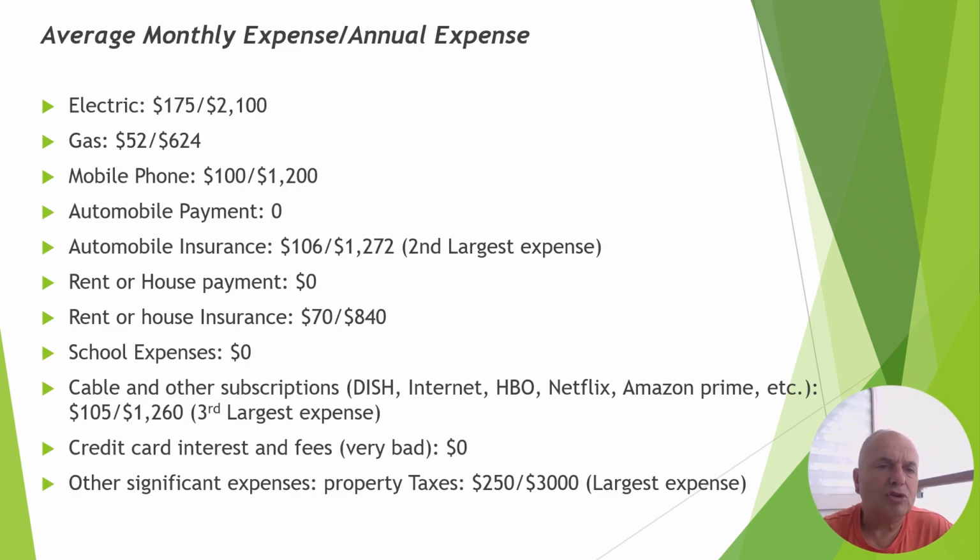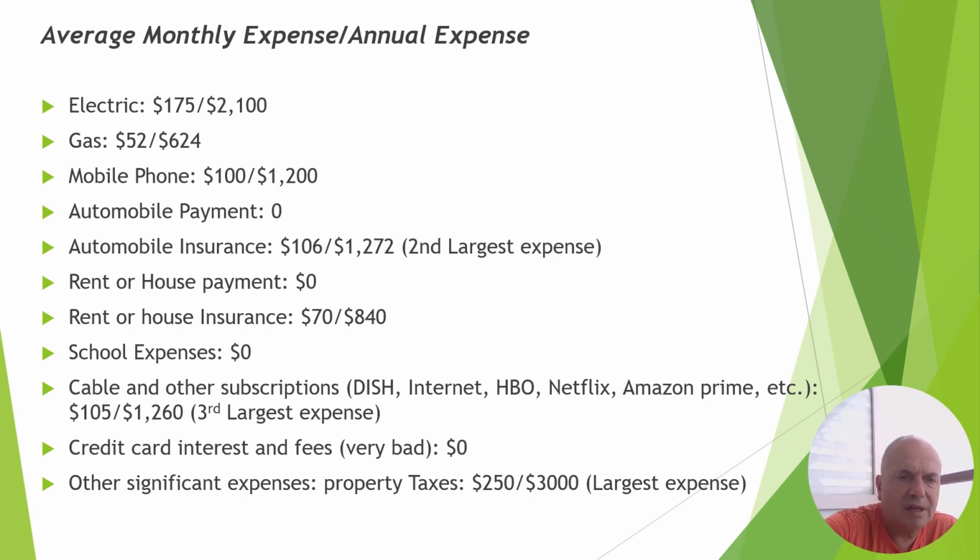So this was a few years ago, and this was our look at what we were expending our money on. And you can go down through the list here, and I won't bore you with that. But if you look down, you'll notice that the largest expense that we had at this point in our lives was the property taxes that we were paying on our house. Then the second was the auto insurance. And then the third was our cable and other subscriptions. And that included cell phone.